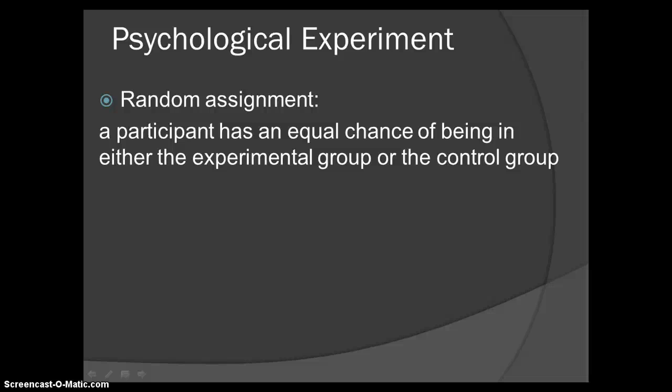Therefore, it's very important to have random assignment, to make sure that if you do have differences between the experimental and the control group, these differences are actually due to the independent variable.